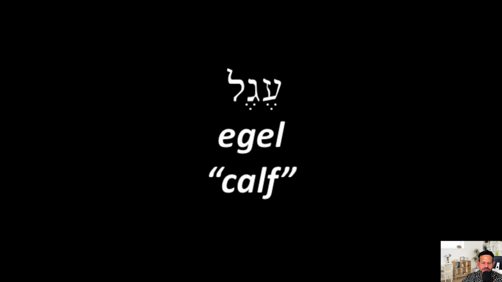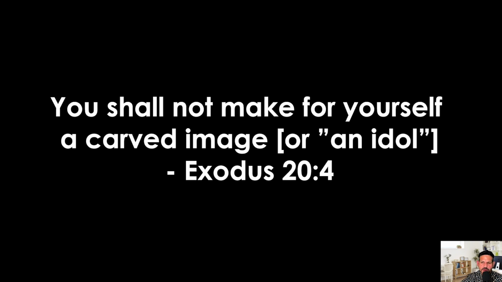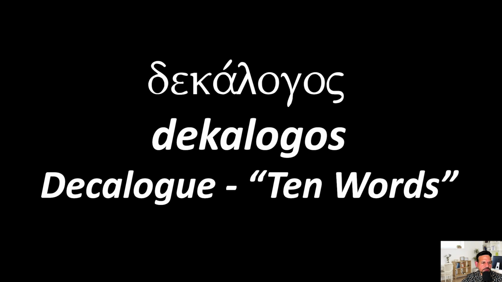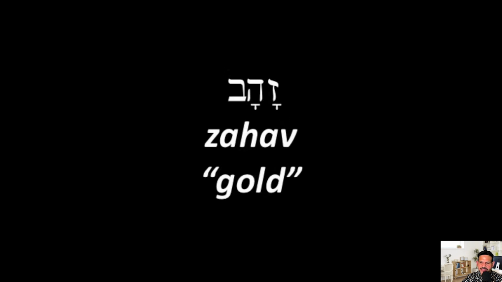It's interesting, nasa is also the same root that we use to say we should not lift up God's name in vain, or create idols. That's part of the 10 words of the 10 commandments, which are the Aseret HaDibrot, or the Decalogue. So egel is a calf, and they made the egel of zahav, which is the metal of gold, just like the Ark of the Covenant was made out of pure gold.